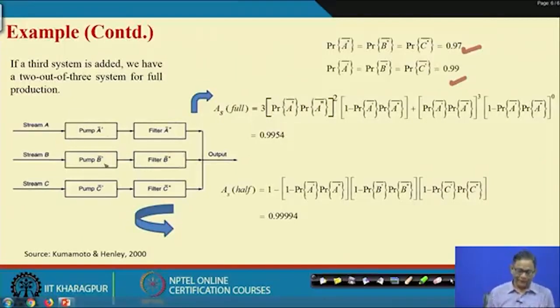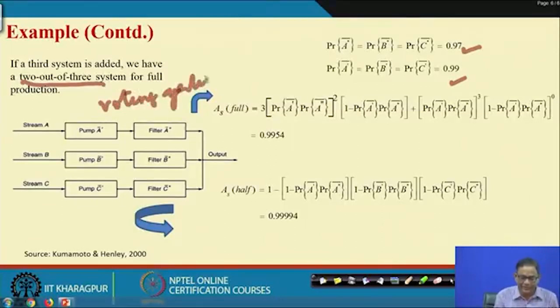So, okay, now what happened? You have three identical streams, but for full production you require two of the three to work. So it is a voting gate combination, in terms of A full as well as A half. For A full, two out of three streams must work. That means either two or three streams must work. For half production, one out of three, meaning one or two or three, must work.